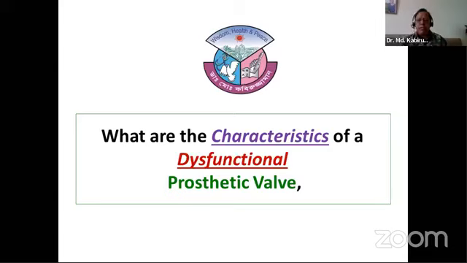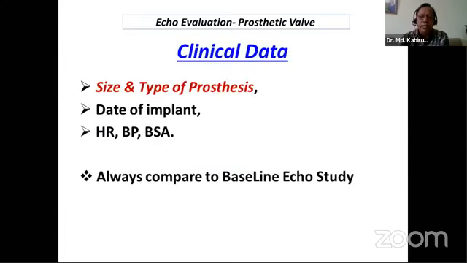So now, what are the characteristics of the dysfunctional prosthetic valve? Keeping in mind the prosthetic valve is inherently mild to moderately stenotic, we have to proceed with the evaluation of the dysfunction of the prosthetic valve. So before starting the echo, the ideal is to have some clinical data on the size and type of the prosthesis, date of implant, heart rate, blood pressure, body surface area, and always compare with the baseline echo study.